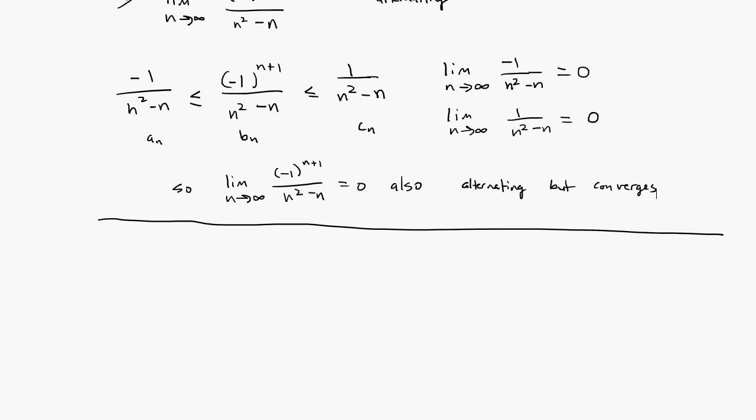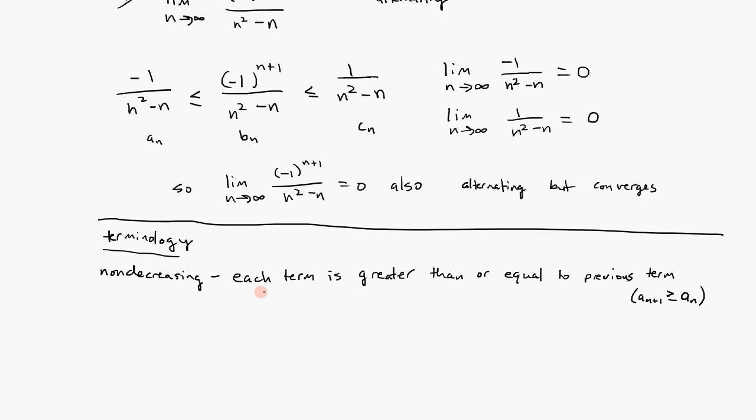Okay, so these are some various different techniques to calculate limits of sequences. So finally, we're going to discuss some terminology of sequences. So the first is that of a non-decreasing sequence. A non-decreasing sequence is one where each term is greater than or equal to the previous term. So an+1 is greater than or equal to an.